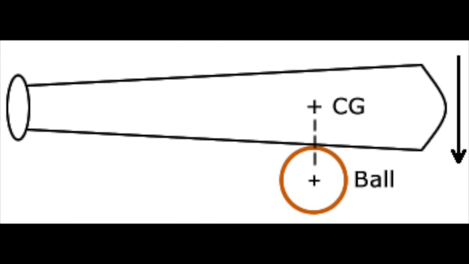For a symmetrical object like a baseball, the center of gravity is at the center. But for something like a baseball bat, the center of gravity is towards the heavier end.